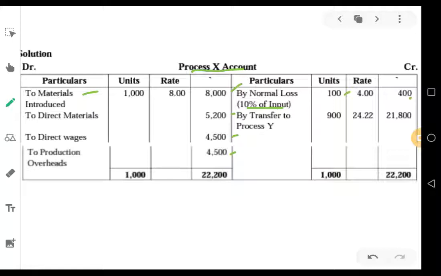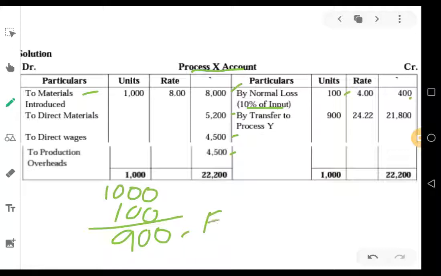So after the entry of normal loss on the credit side of the process account, we have to check if there are any abnormal items. The number of units input into process X is 1000 units and normal loss is 100 units, that is, normal loss is gone, damaged, scrapped. So the remaining balance, 900 units, should be produced. This is your expected number of units to be manufactured, that is, expected output.